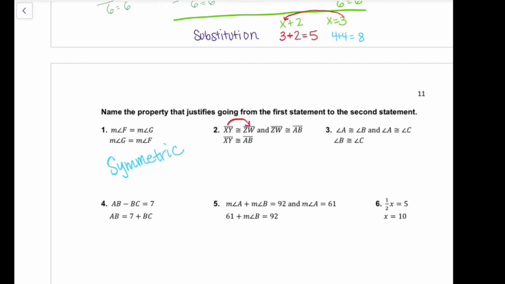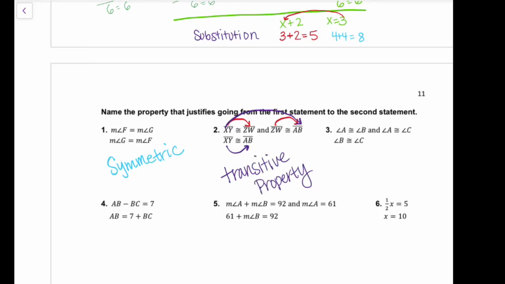On number 2, we have XY is congruent to ZW and ZW is congruent to AB, then XY has to be congruent to AB. This is the train. We start at XY, we go to ZW, we go from ZW to AB, so we went from XY to AB. This is the train, transitive property.